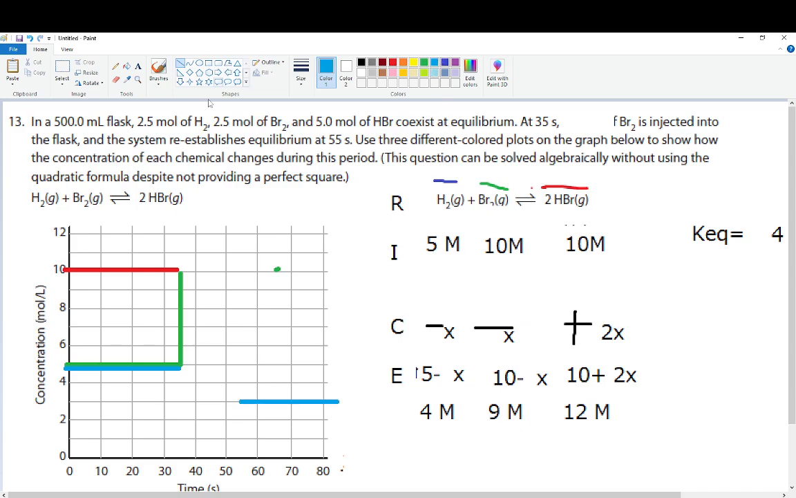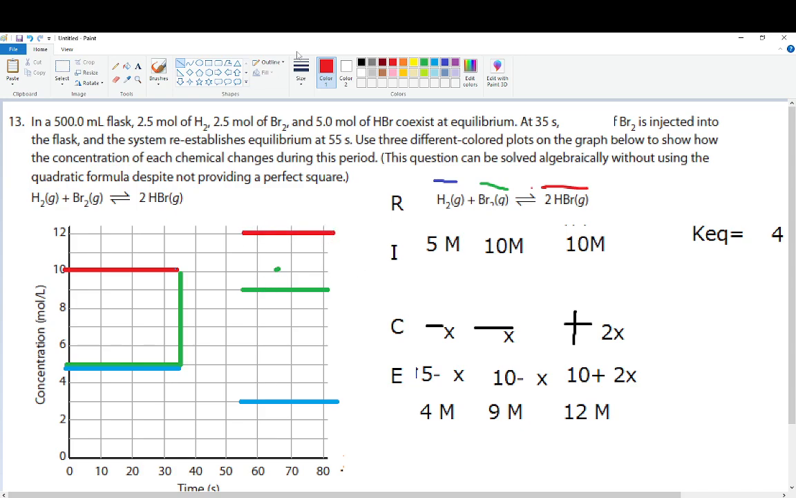And we know that the green BR2 is going to spike up to 10, but then go down to 9. So this green line at 55 seconds is going to be down to 9, which is here. And we know the red line, which was 10 M, is going to go up to 12 M, which on the chart at 55 seconds is here. Going to go up to 12.